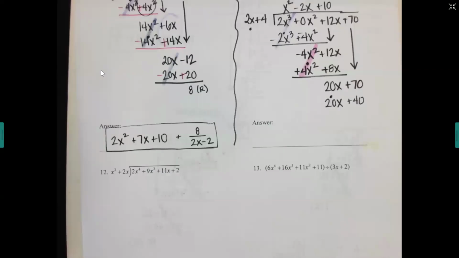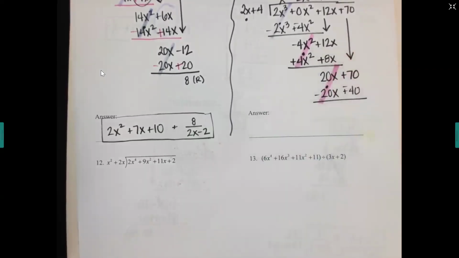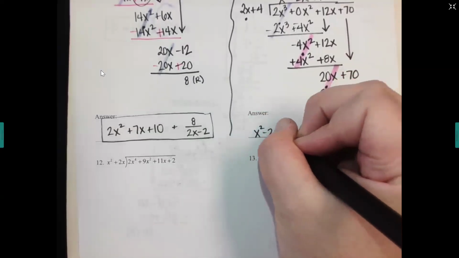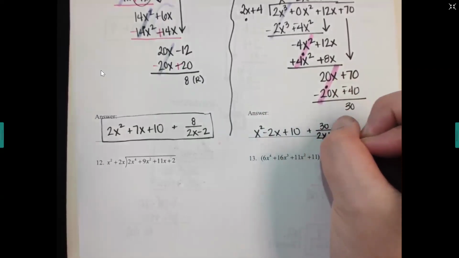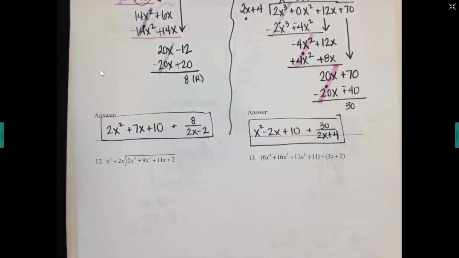But then on that whole row, don't forget, you're subtracting across that. So it's a minus on the 20, minus on the 40. 20 minus 20 crosses out. What is my remainder going to be? 30. And then go ahead and write your answer in the box or on the line. It would be x squared minus 2x plus 10 with a remainder of 30 over 2x plus. Questions on that?